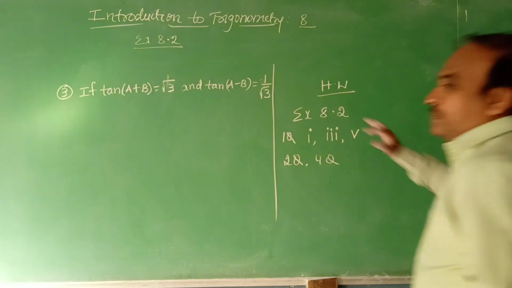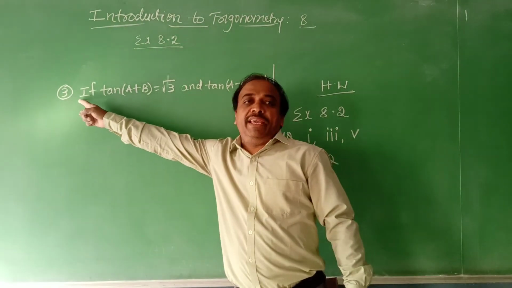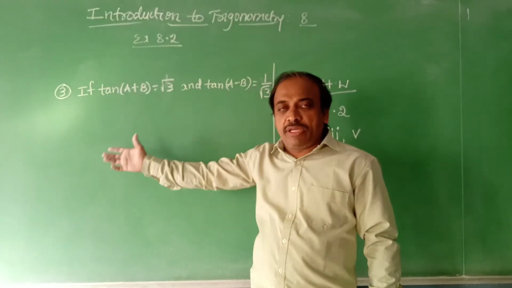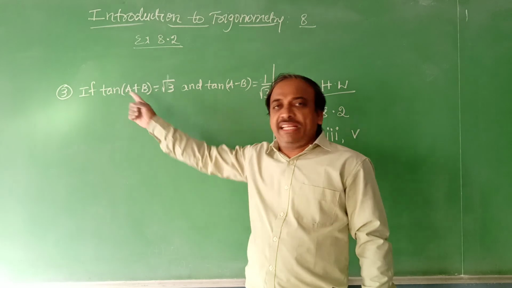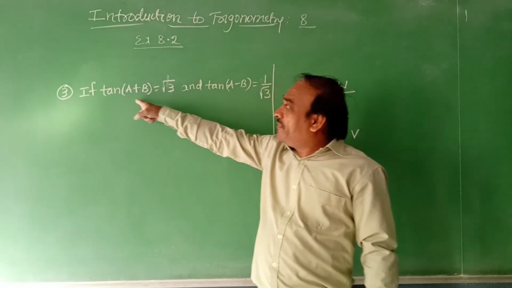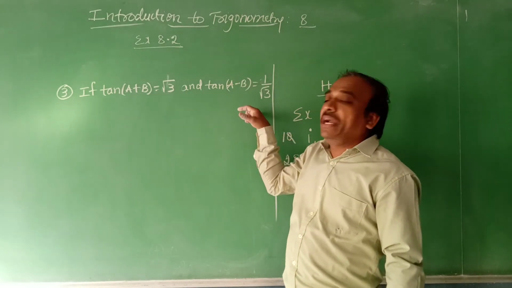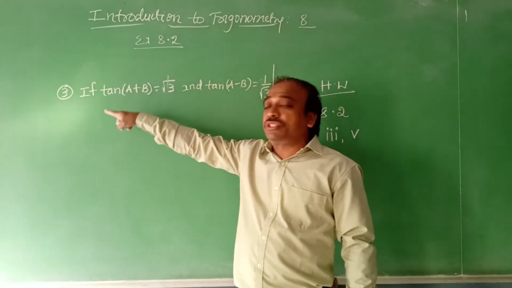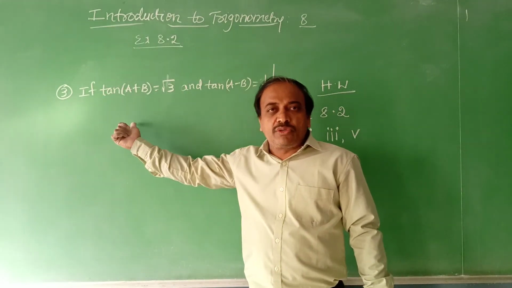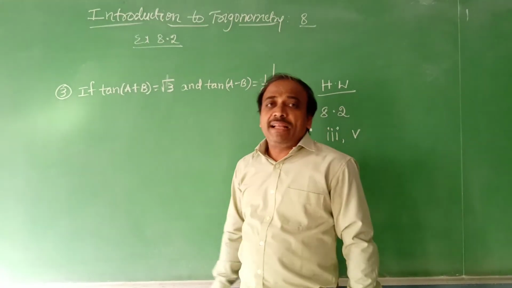Till now I explained one question. I think I wrote on the board that it was the fourth question, but the question number is 3. Just now, whichever I explained, that is the third question, not the fourth. If tan of a plus b is equal to root 3 and tan of a minus b is equal to 1 by root 3, by mistake I wrote the question number wrong. That is question number 3, which we did before. Is it clear, students?